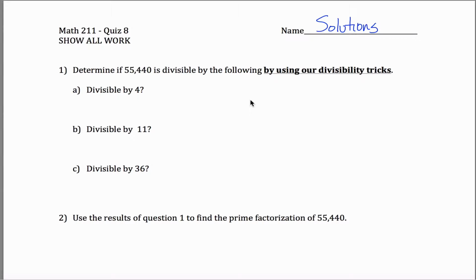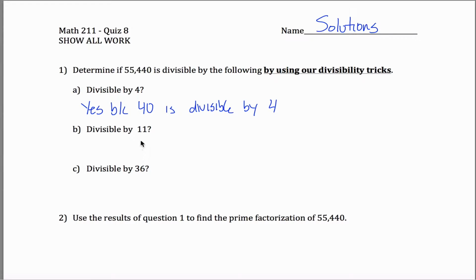So don't use long division or a calculator. Determine if it's divisible by 4. Yes, it is divisible by 4. How do I know that? Because the last two digits form the number 40, and 40 is divisible by 4. 10 times 4 equals 40.